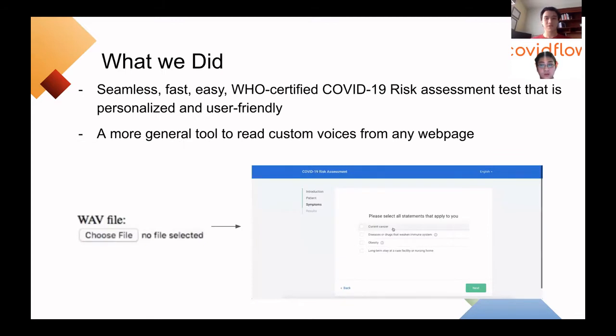So what we did was we developed a fast, easy, WHO certified COVID-19 risk assessment test that is personalized and user-friendly. And more generally, we developed a tool to read custom voices from any web page. And that's what is shown in this diagram here, where you insert a WAV file, just a standard audio file of someone speaking for 3 seconds, and then you take the test, and that voice will speak the diagnostic to you.